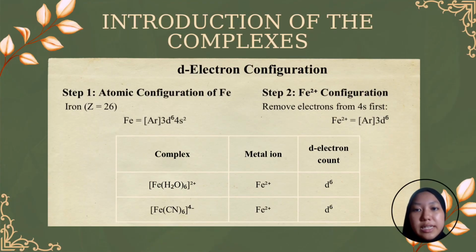To determine the d-electron count, we must write the electronic configuration of neutral iron first. Iron has atomic number of 26, giving the configuration 3d6 4s2. When iron forms Fe2+, 2 electrons are removed from the 4s orbital, resulting in 3d6. Therefore, Fe2+ contains 6 d electrons. Since both complexes contain Fe2+, both complexes are classified as d6 systems.